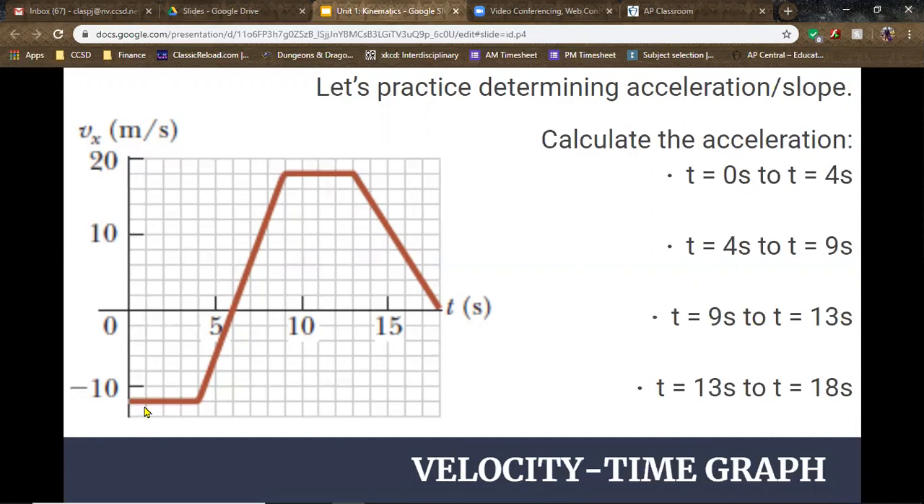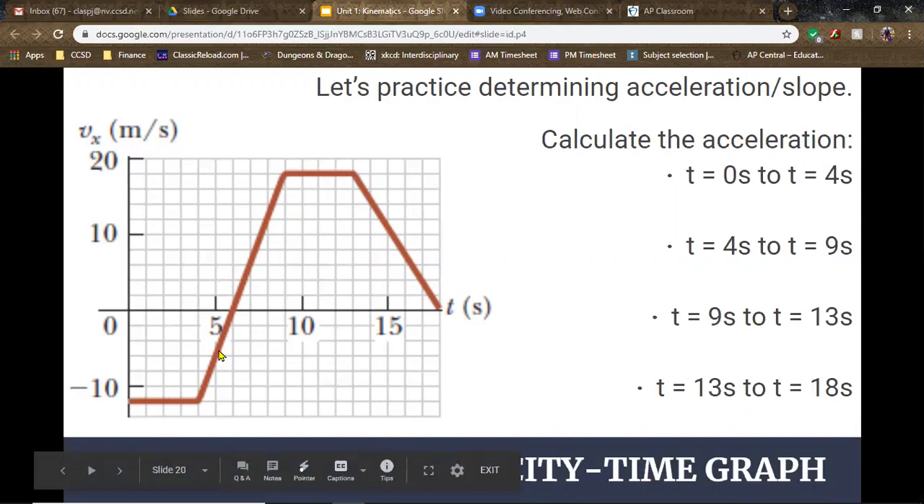Well, I'll just tell you right now, the first one's real easy. What's the slope right here? Well, there's no change in my rise. I go from negative 12 to negative 12. So my slope would be zero, which means that my acceleration here is zero. All right. So this is easy, which means that 9 seconds to 13 seconds is going to be easy as well, because we have the same slope right here. It is zero. So the acceleration right here, and the acceleration up here, is 0 meters per second squared.